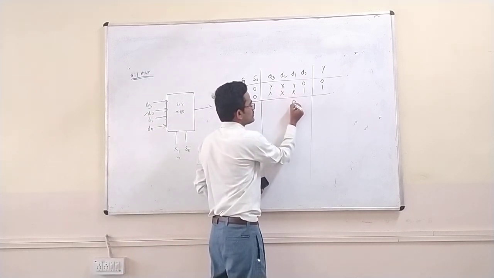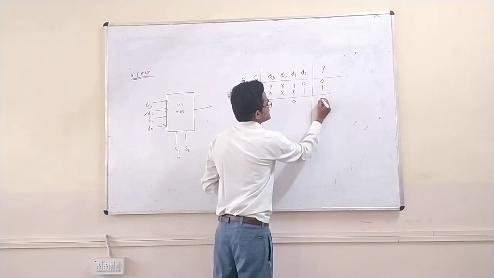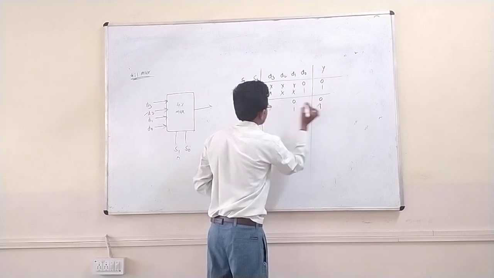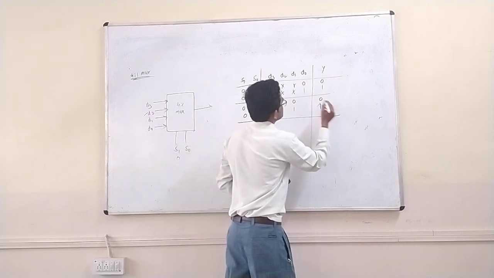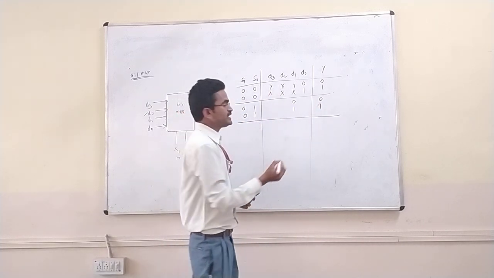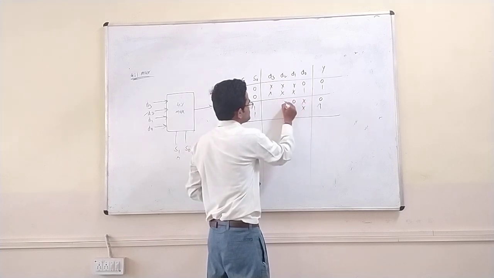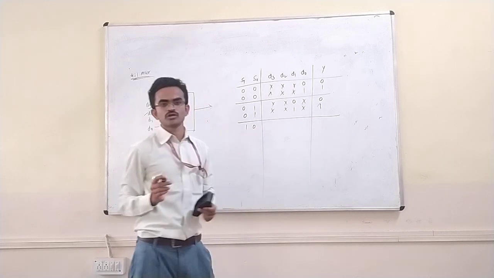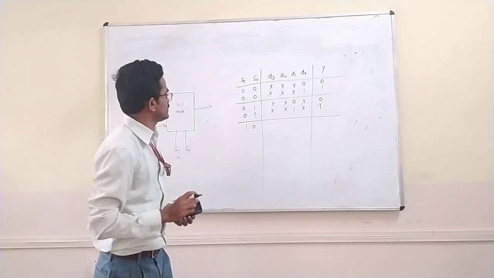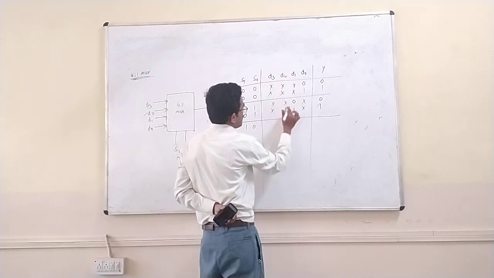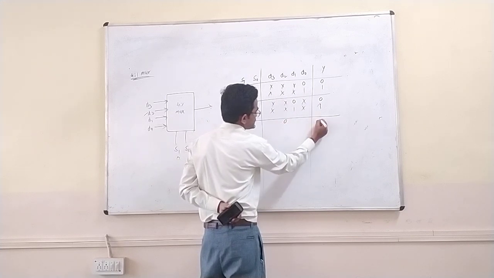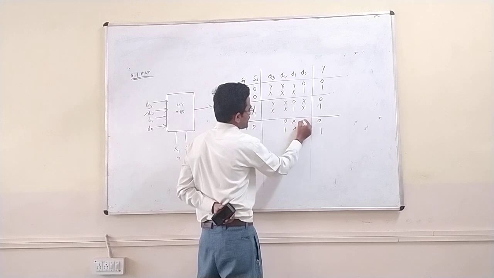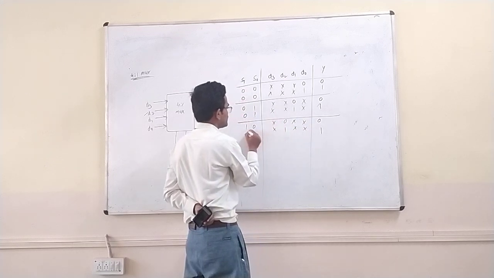Next, if the select lines are 0 1, D1 is selected. If D1 is 0, the output is 0. If D1 is 1, the output is 1. The other inputs are don't care. Similarly, next consider 1 0, which means 2, concentrating only on D2. If D2 is 0, the output is 0. If it is 1, you get 1. The remaining inputs are don't care, either 0 or 1.